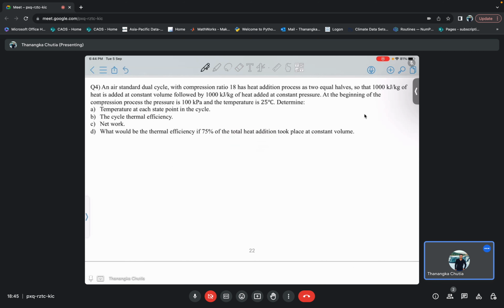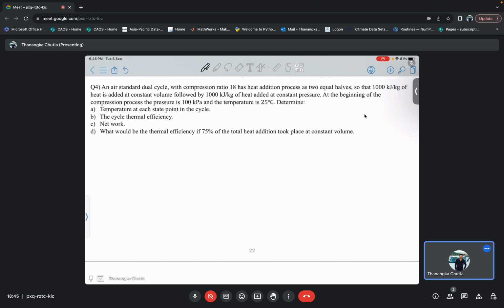Now this question is for the dual cycle. An air standard dual cycle with compression ratio 18 has the heat addition process in two equal halves, so that 1000 kilojoule of heat is added at constant volume, followed by 1000 kilojoule of heat added at constant pressure. At the beginning of the compression process, the pressure is 100 kilopascal and the temperature is 25 degrees Celsius. Determine the temperature at each point on the cycle, the thermal efficiency and the network. What would be the thermal efficiency if 75% of the total heat addition took place at constant volume?